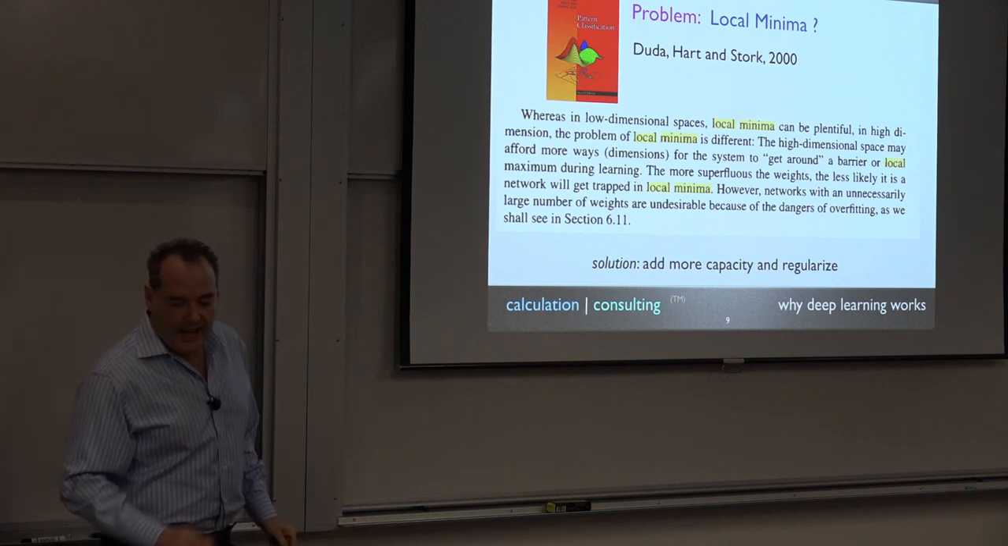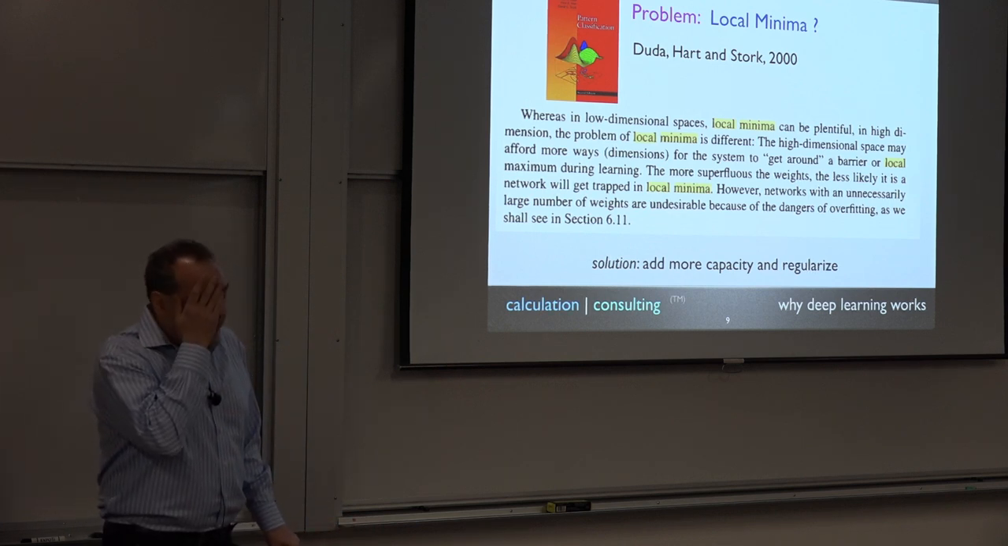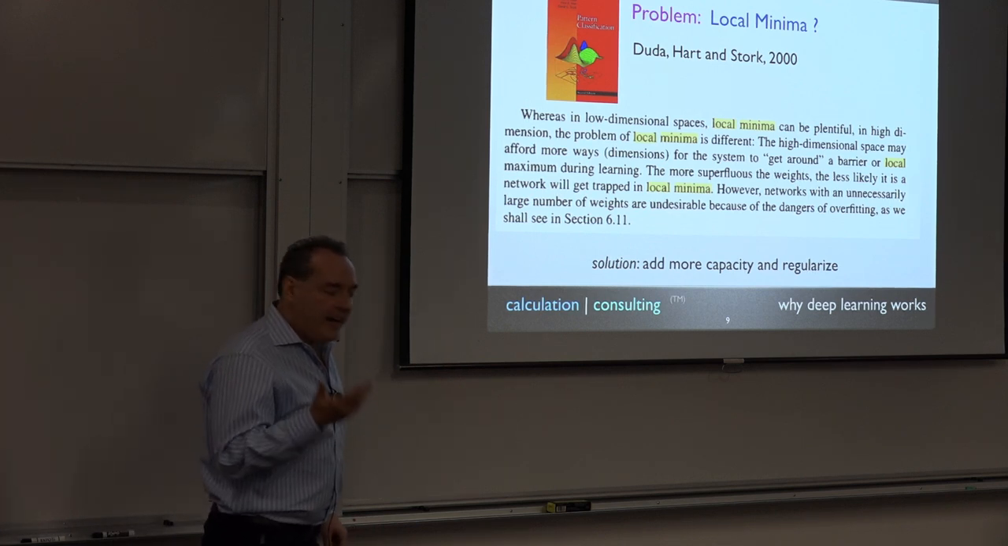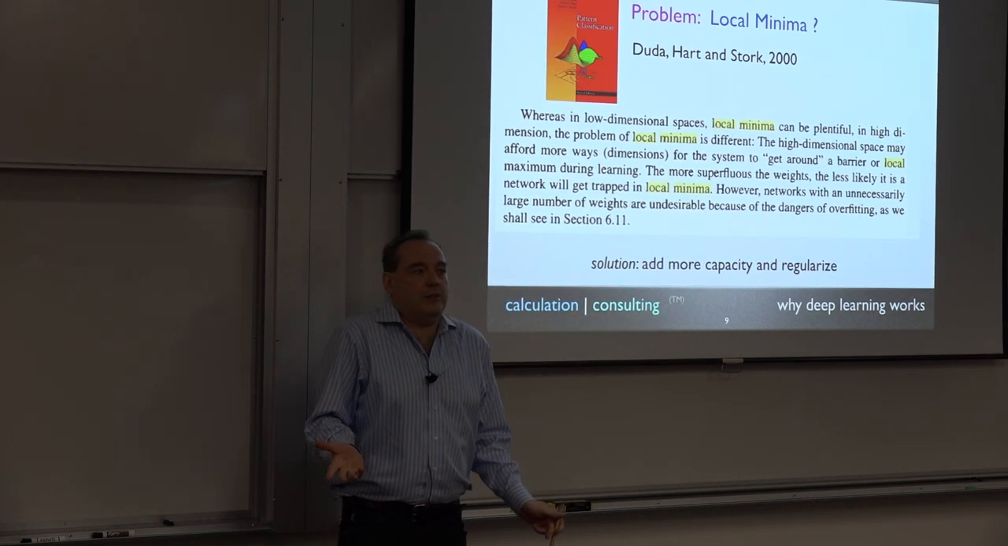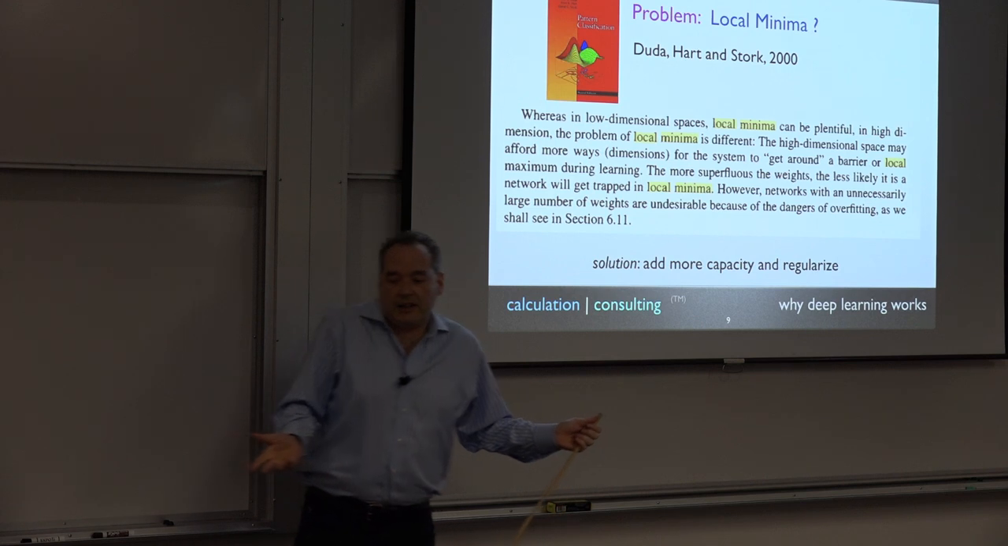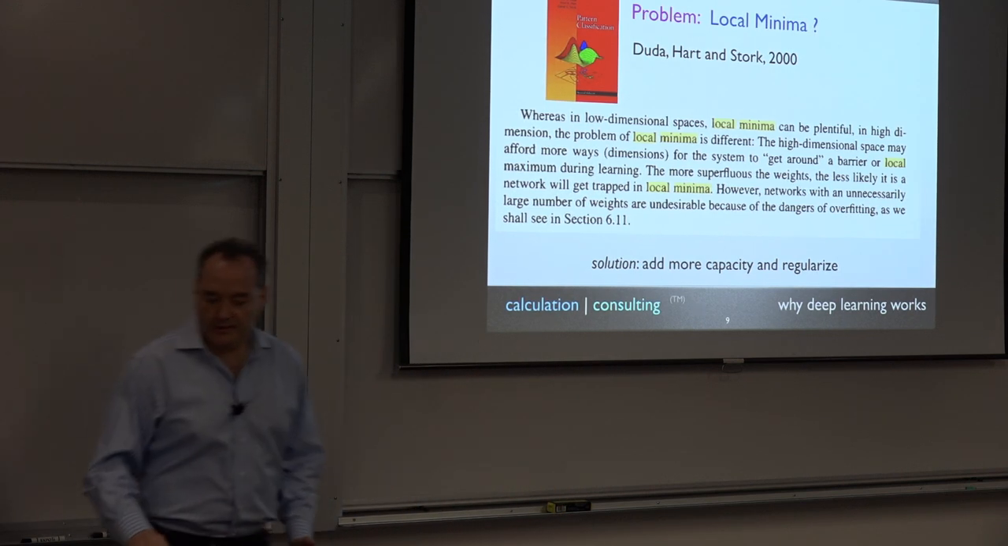What's going on here? And how do you avoid overtraining? Generally what you would do is you add more capacity and you regularize. That's how we do it in machine learning. We add capacity and we regularize. And that's how you avoid overtraining.